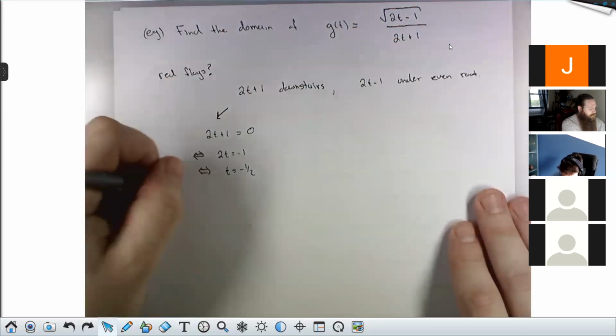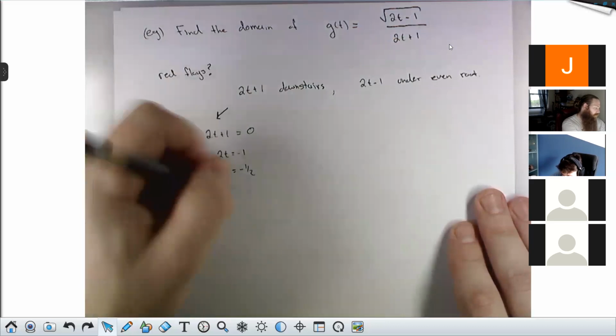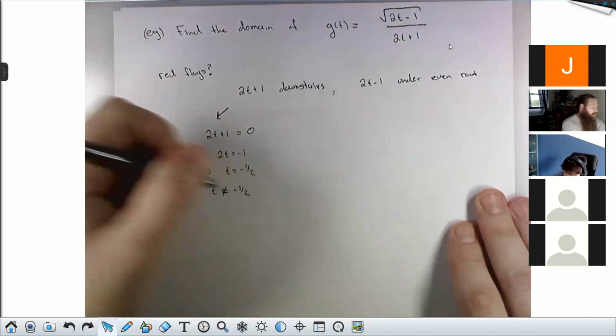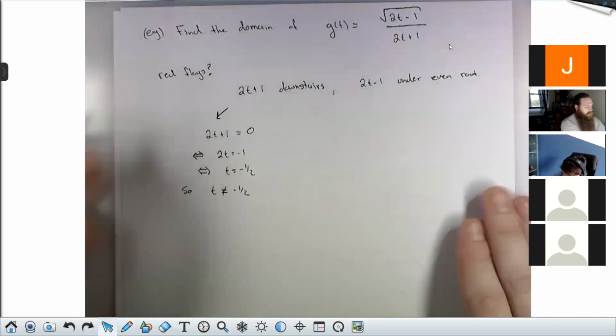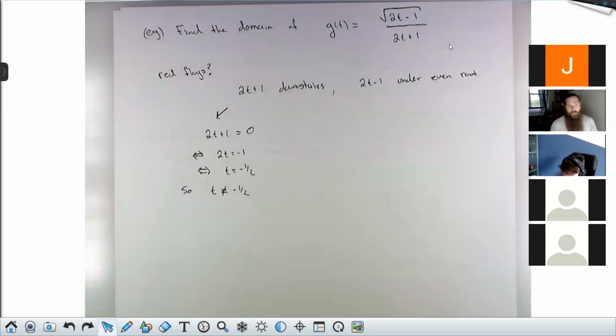All right. So t is not allowed to be equal to -1/2. Right? t equals -1/2 can't be in my domain because it will make the function undefined. Making sense?